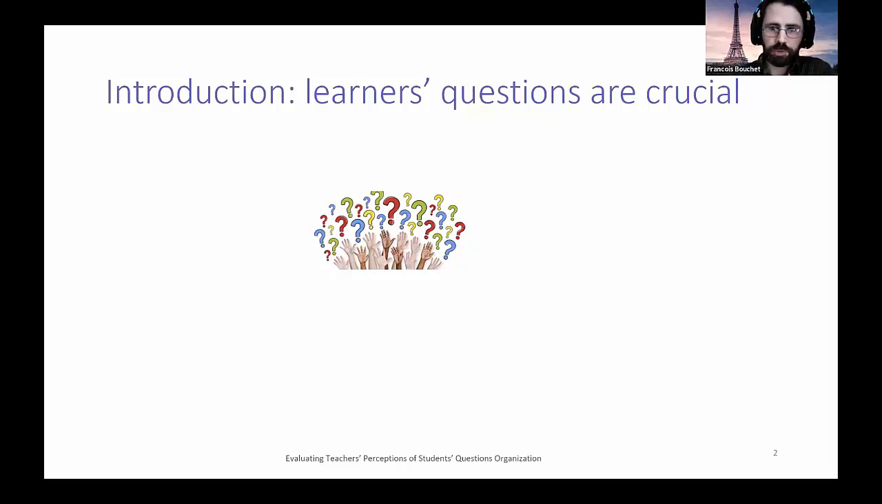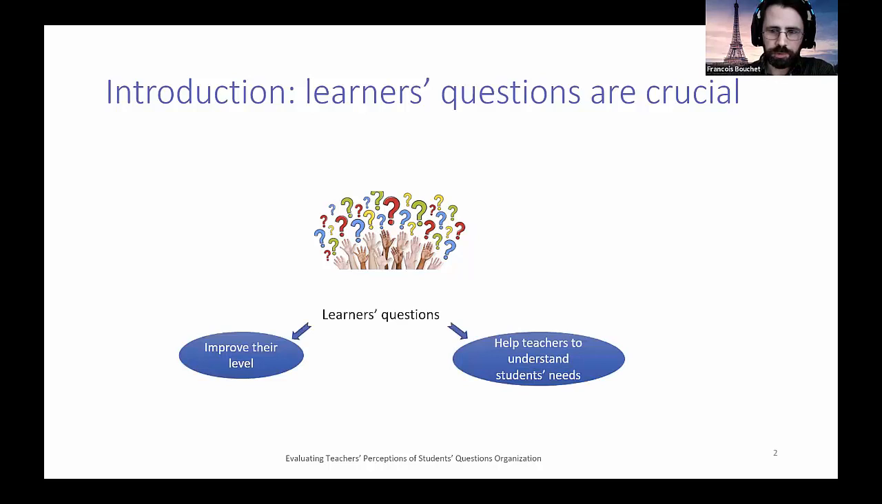Students' questions have an important role in the learning process. They help the students improve their level because they are able to express their misunderstanding, and that's the first step towards resolving it. They are also important for the teachers because they help the teacher adapt the pace or the content of their class to the students' needs, providing much needed feedback on where they need to focus, which aspects they need to develop.